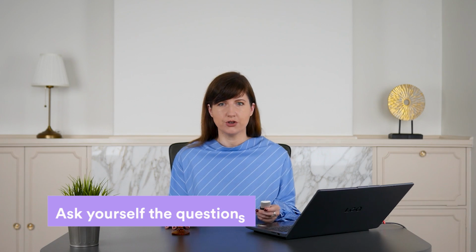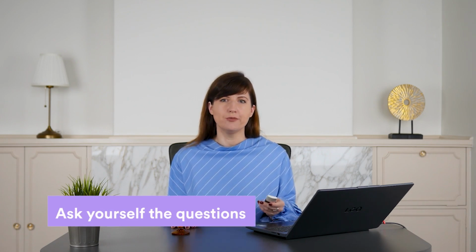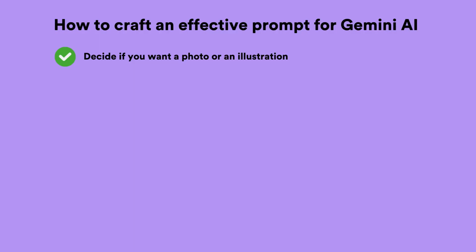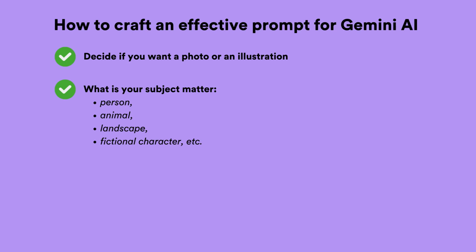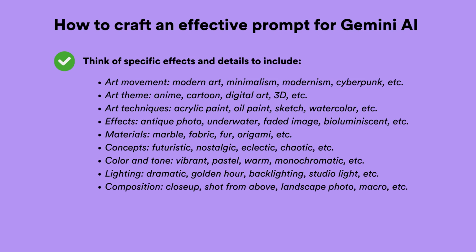To clarify the idea of what you want to create, it's helpful to ask yourself a series of questions. Here is a checklist you might use. Decide if you want a photo or an illustration. What is your subject matter? Person, animal, landscape, fictional character, and so on. Think of specific effects and details you want to include. Art movements, themes, techniques, effects, materials, concepts, color and tone, lighting, and composition.